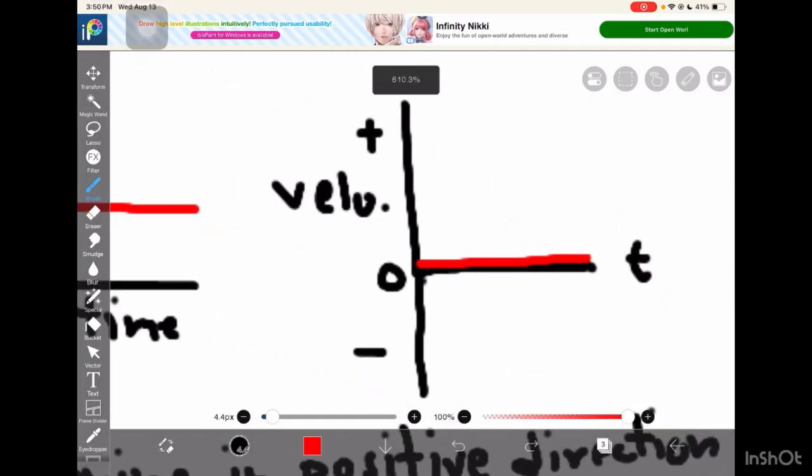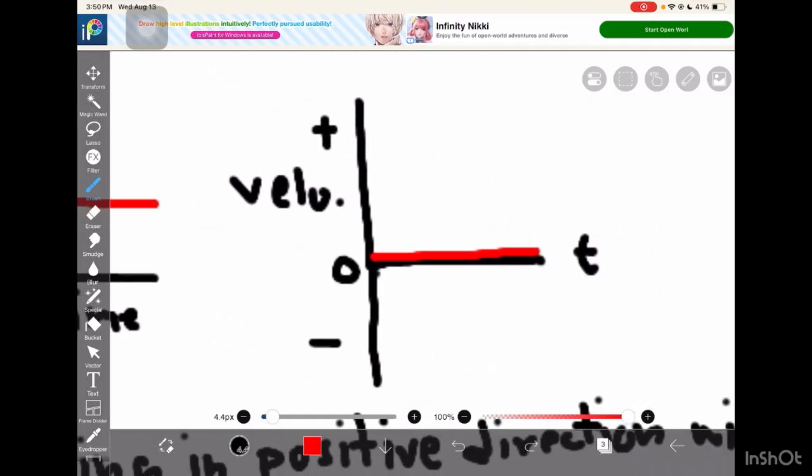For the velocity, since velocity is the change from the object's origin, and as you can see, it stays exactly at 0, it's because there's no velocity. Once again, the object does not move, hence the velocity is 0.